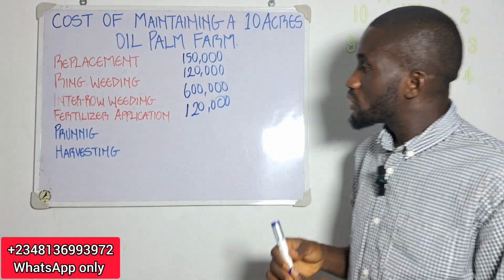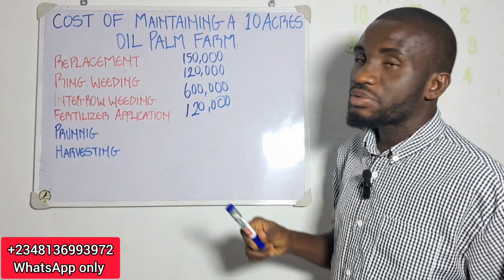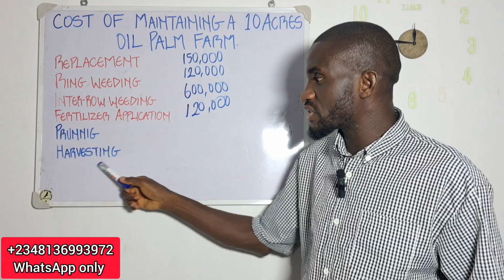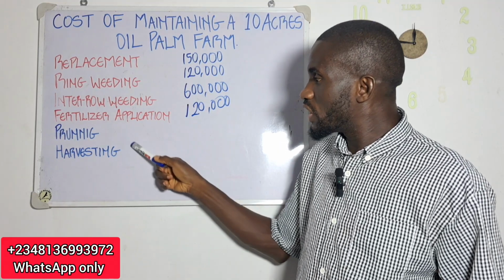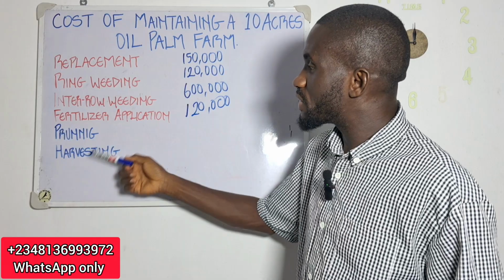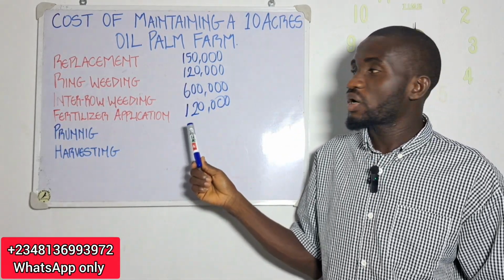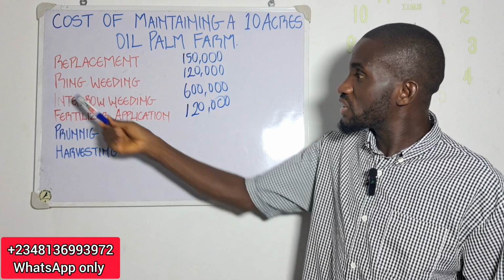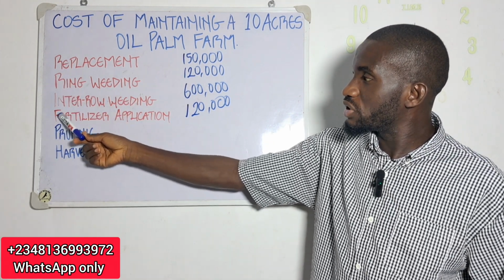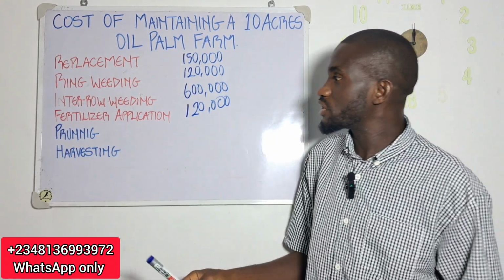So now, the reason why I put pruning and harvesting here is that at the inception of establishing your farm, you will not be needing pruning and harvesting. This will only happen after your tree starts fruiting. So this is not an expense we are looking into for somebody who just established his farm. These are the management or maintenance practices that you'll be much concerned with in your first 3 years of establishment.